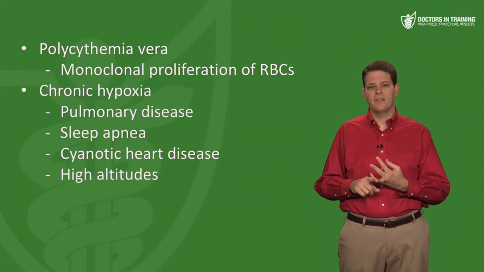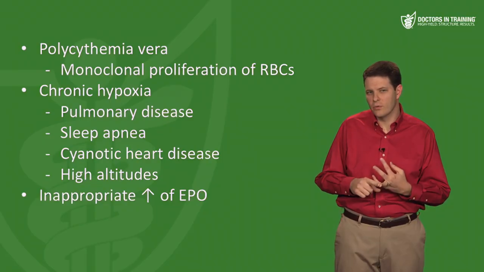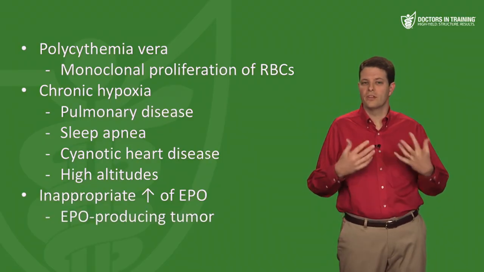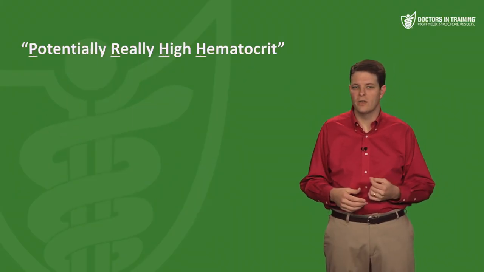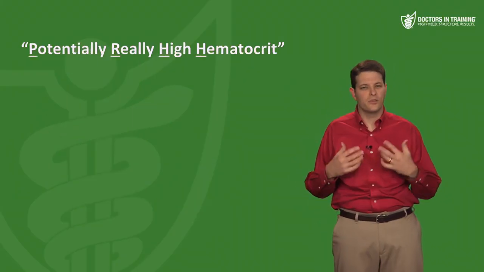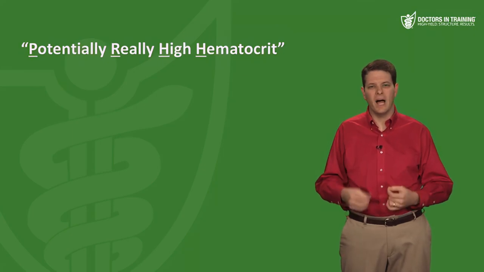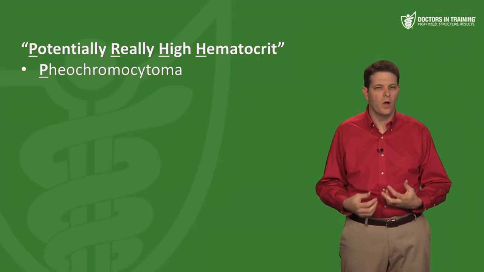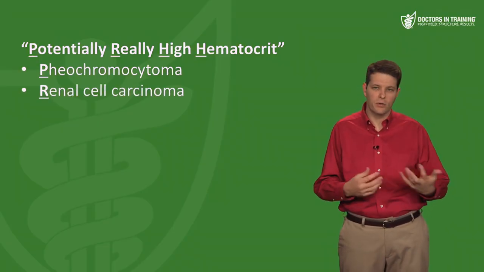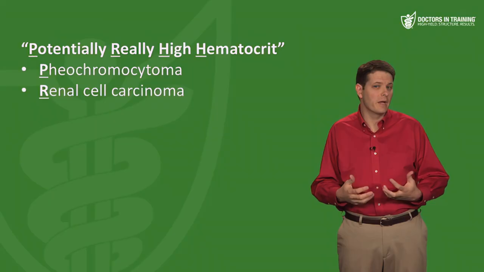You can also have polycythemia from inappropriate elevations of erythropoietin, something like an erythropoietin-producing tumor, and that's going to lead to polycythemia. Now, there are 4 tumors that classically do this. A year or two ago, a student sent us this terrific mnemonic, potentially really high hematocrit. So the P in potentially is for pheochromocytoma, R is for renal cell carcinoma, which is pretty easy to remember because the kidneys are supposed to be making erythropoietin.